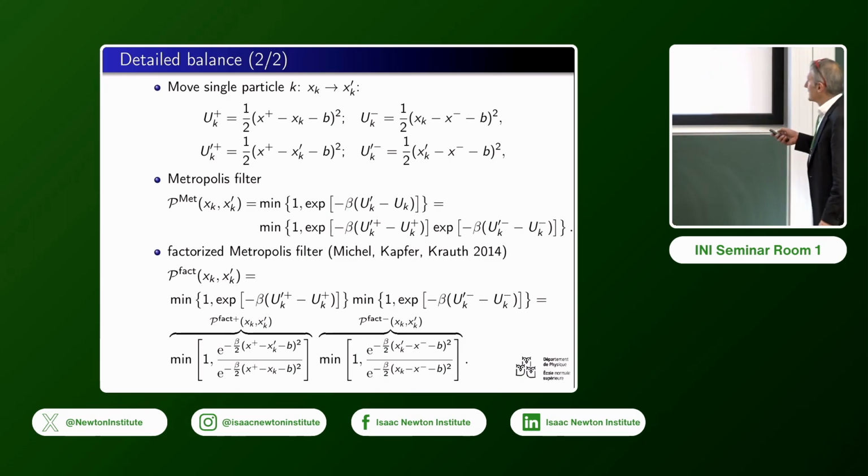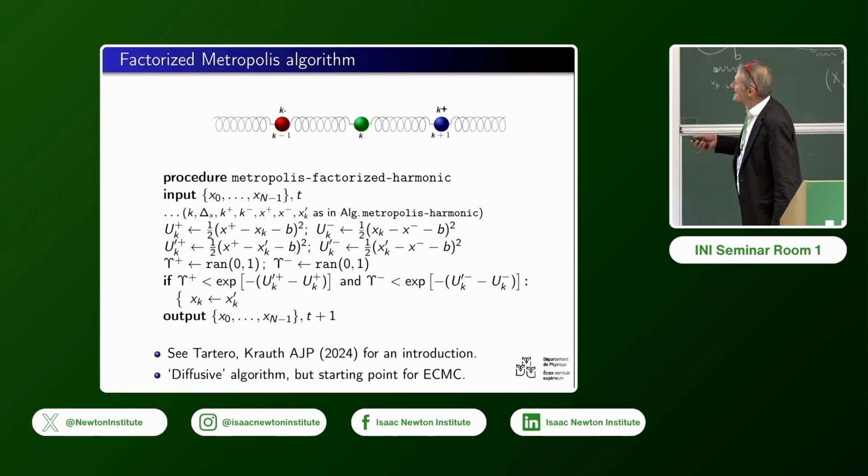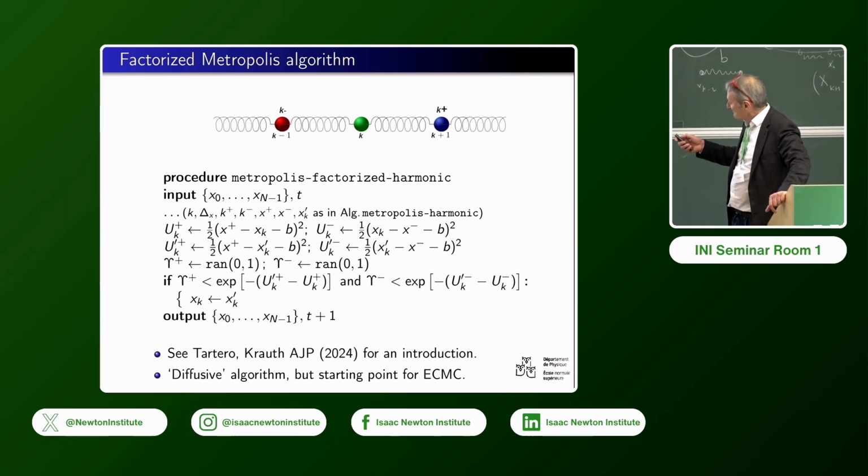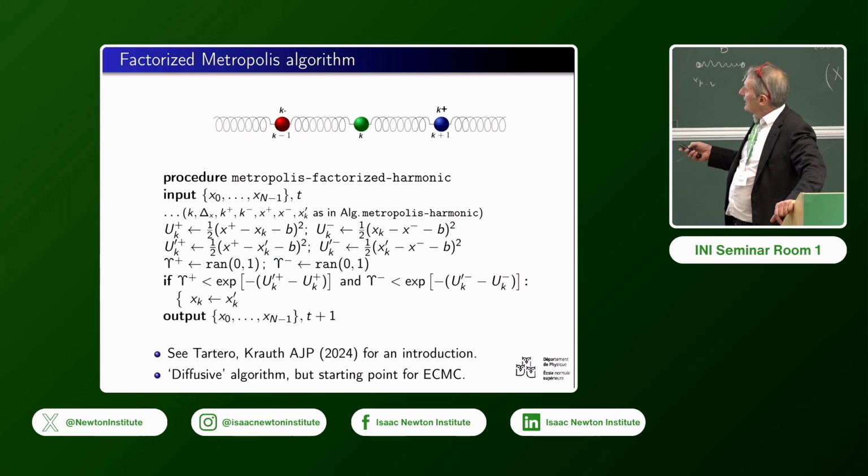But sometimes you have to overcome things. So let me do the following. So this is the factorized Metropolis algorithm, algorithm 2 of 17. So the way it goes is the following. I propose a move forward or backward of k.